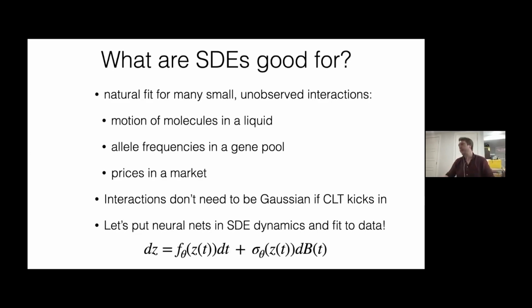So the basic idea of what we want to do now is we say, okay, this would be a great model class if we could somehow fit SDEs to data. Just like for neural ODEs, it doesn't take a big brain to say, let's stick parameters in our functions and learn those from data. So that's what we want to do. Any questions about this setup so far?